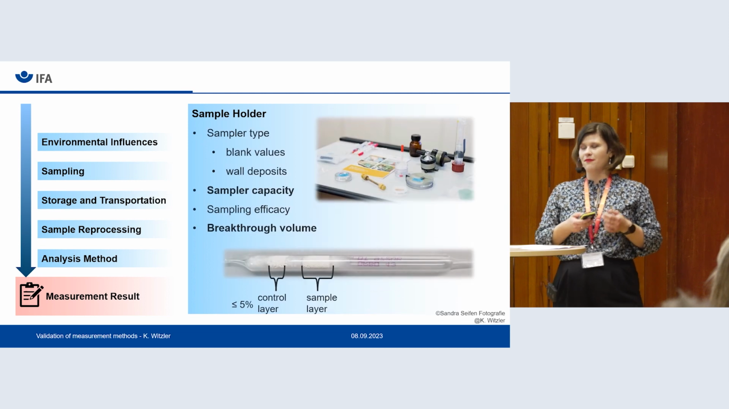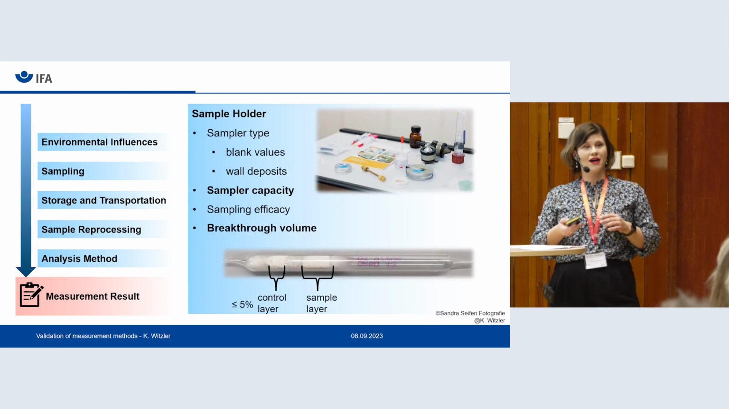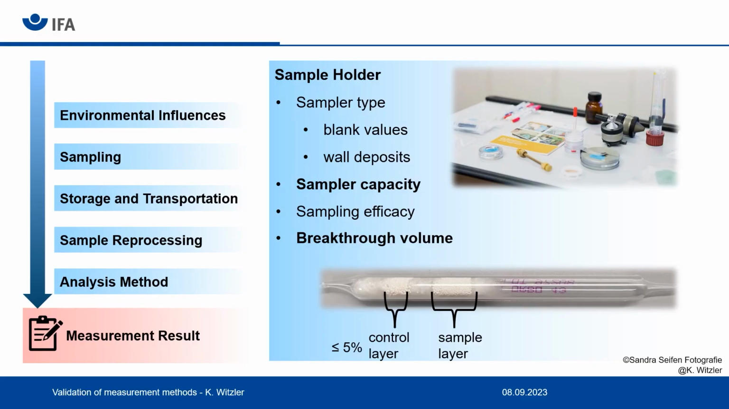But I want to emphasize 2 other components: the sampler capacity, which can be tested in the validation experiments, and the breakthrough volume. The norm says that for a time-weighted average measurement result for the limit values, you have a sampling time of 8 hours. In Germany, we often use shorter times, for example 2 hours, and then your capacity experiments should be conducted at a minimum of 1 hour more than the sampling time you're actually using.